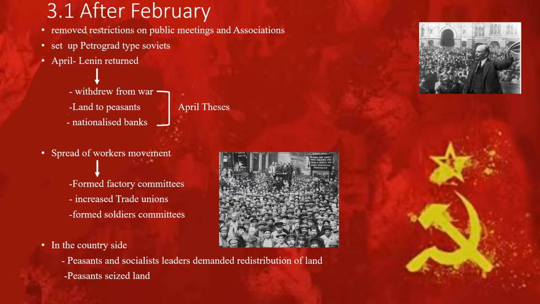Lenin decided to do three things: to withdraw Russia from the First World War, because he was opposed to war; he wanted to give land to peasants; and he wanted to nationalize banks in Russia. These 3 points were called Lenin's April Theses.